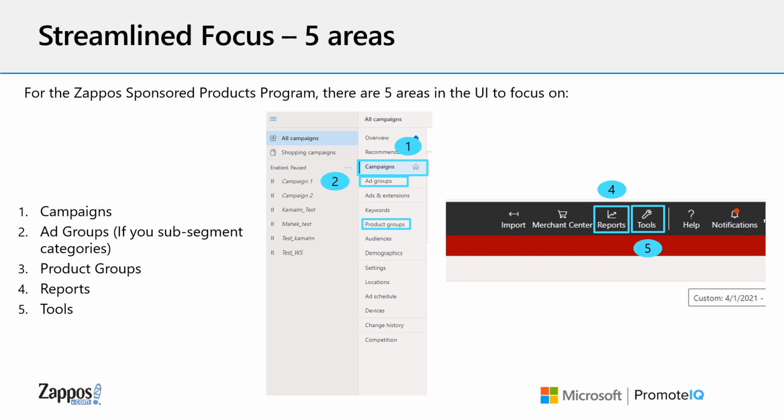For the Zappos Sponsored Products program, there are 5 areas in the UI to focus on: campaigns, ad groups, if you subsegment categories, product groups, reports, and tools. Let's start with campaigns.